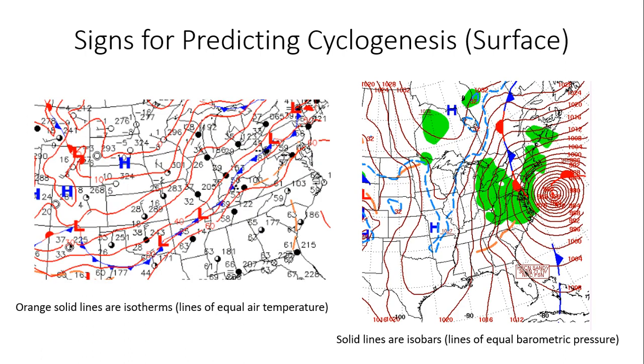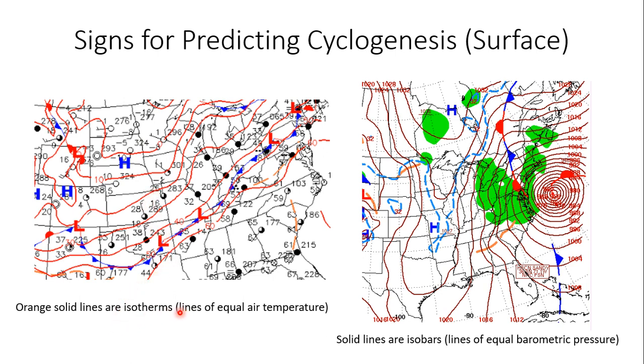Here are some example charts. Let's take a look first at the graphic on the left. Let me get my pointer back out. On the left, this is a surface chart. Surface weather analysis with fronts. Red L's are low pressure systems at the surface. Blue H's, high pressure systems at the surface.